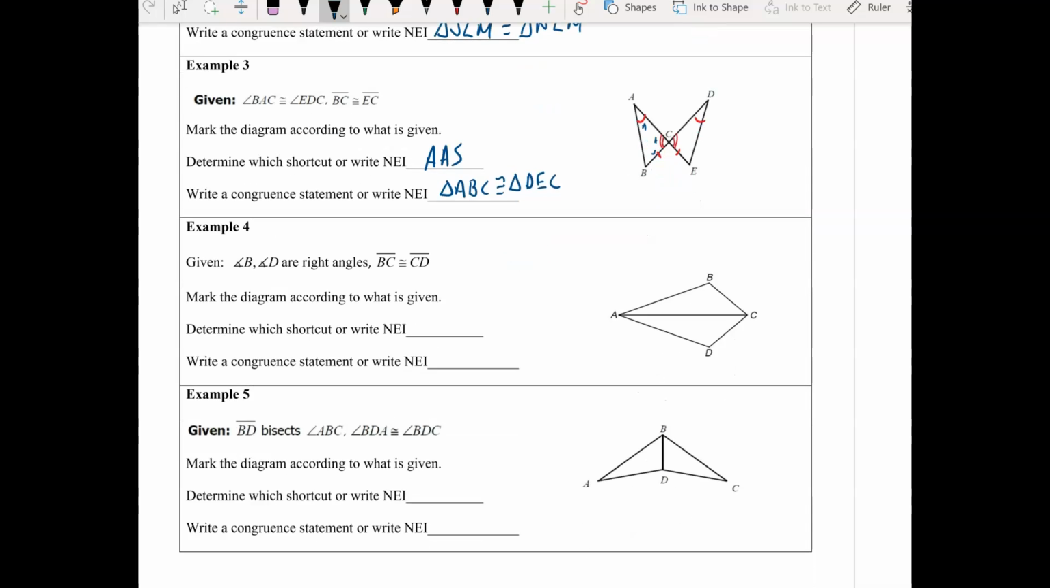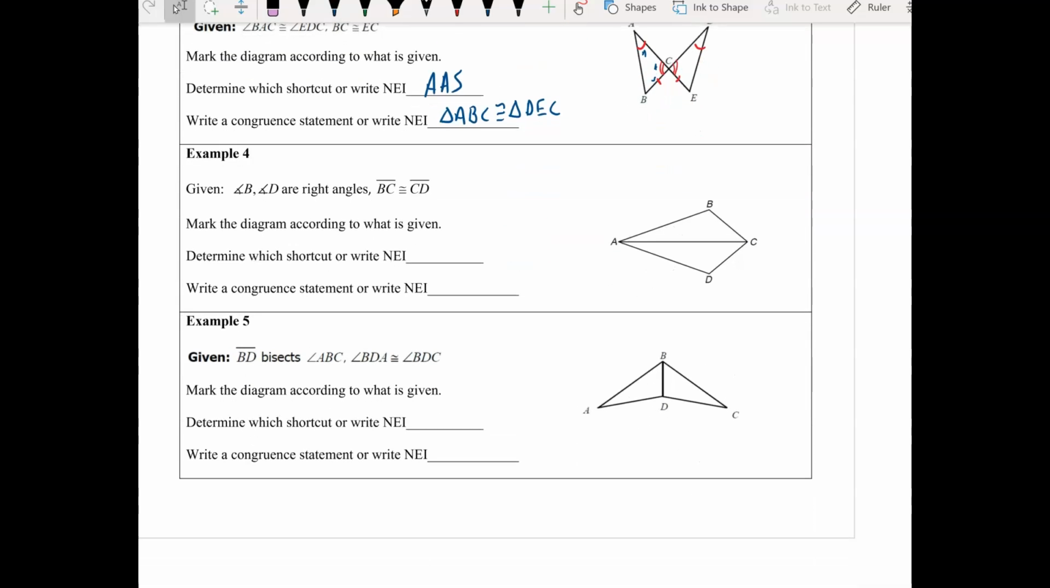Okay, let's try another one. We'll pause the video and see how you do. Okay, how do we do here? So angle B and angle D are right angles. I actually started to mark them congruent, and then I read that again, and I realized they're right angles. Even though they don't look like it, they look obtuse to me. But we have to go by what's given. That takes priority over what we see when we're talking about analyzing triangles. We always go by the marks on the diagram or what is stated.